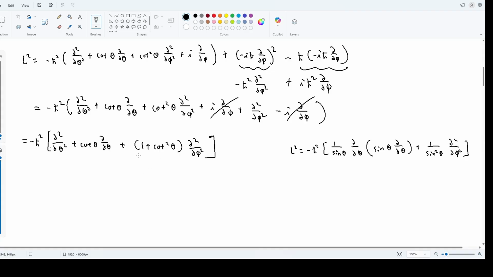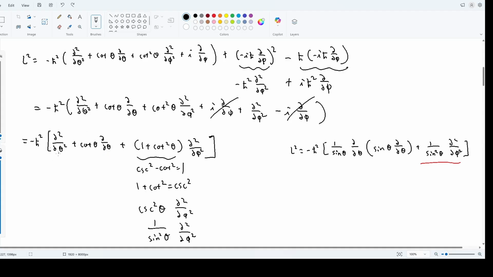And immediately, this should step out because we already know that cosecant squared minus cotangent squared equals 1. So 1 plus cotangent squared has to equal cosecant squared. So this is going to become cosecant squared theta d2 by d phi squared, which is just 1 over sine squared theta d2 by d phi squared. So that means that this entire backside has been solved. We just have to care about this side now.